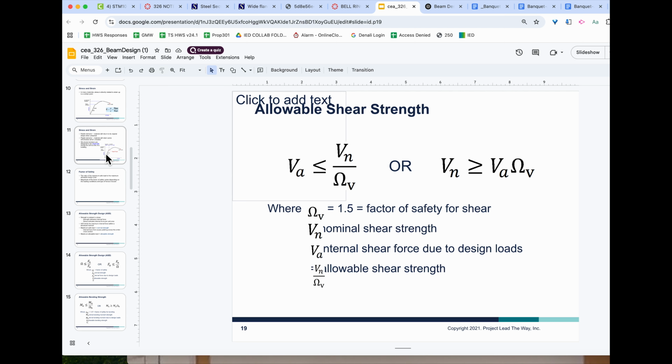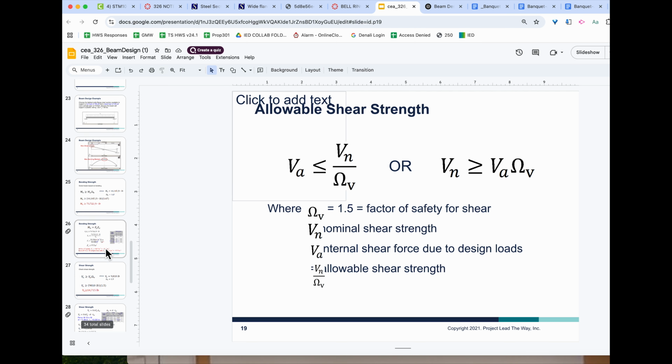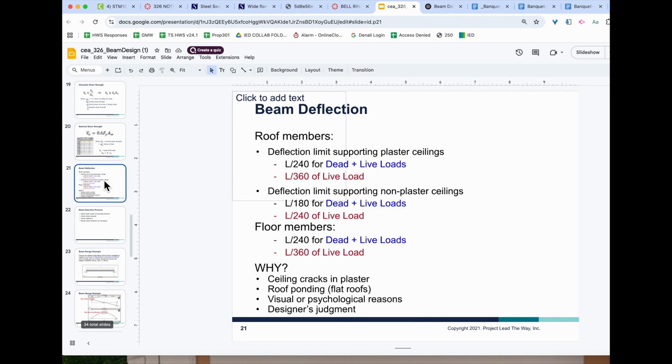Now within here, they end up talking about the max deflection, right? So let's go ahead and let's look at this. So max deflection here. So for roof members, the deflection limit supporting plaster ceilings, it's going to be these values right here. So that's L divided by 240 for the dead plus the live load. So that's whenever we sum those two values. Now for just the live load itself, we got to take L divided by 360.